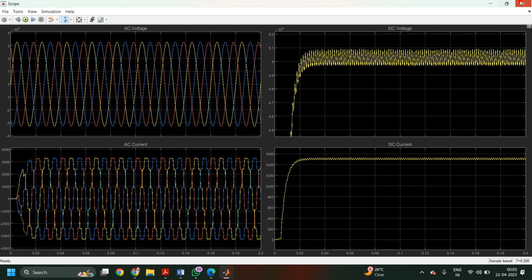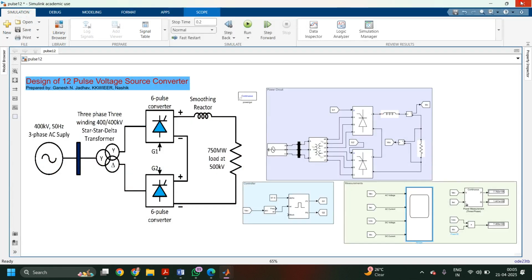So in this way we can simulate any 12 pulse converter for any loading condition by adding the source, and on the load side also we can exchange the power from source to load and load to source also.